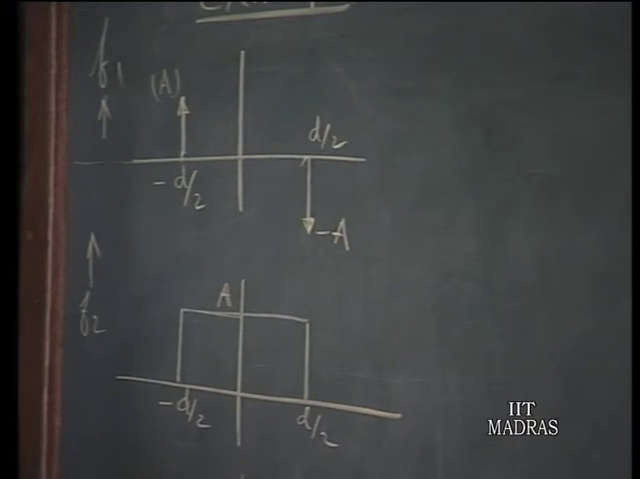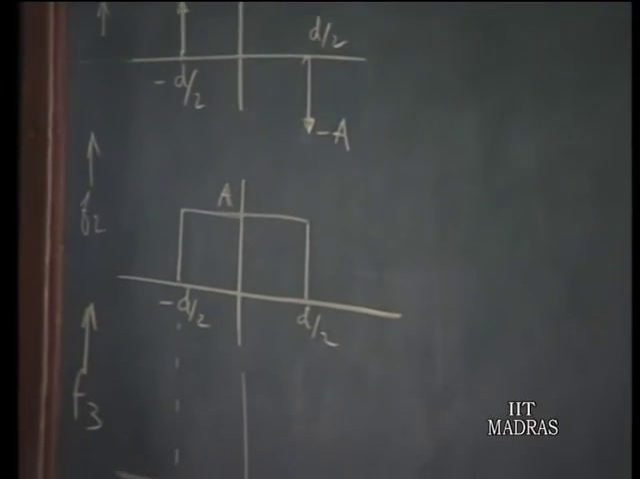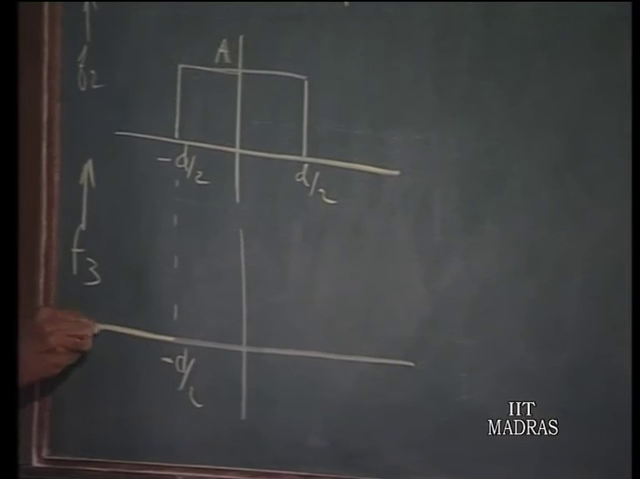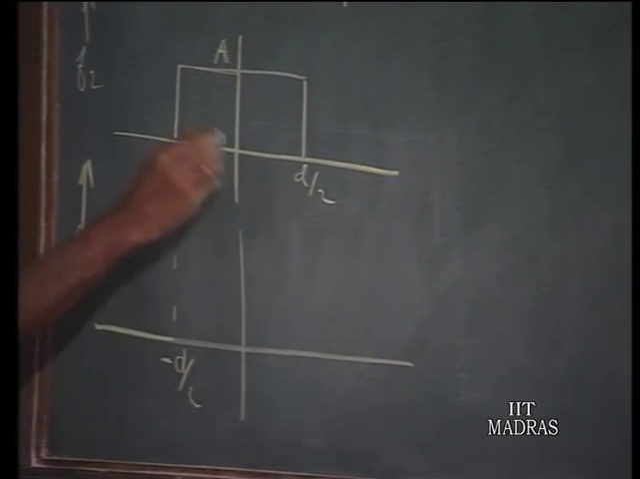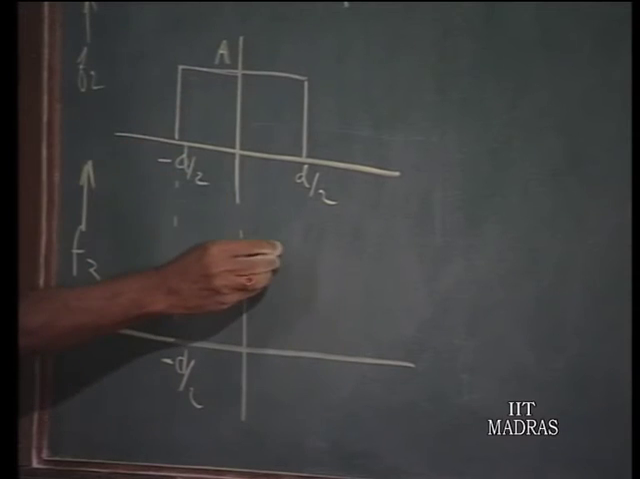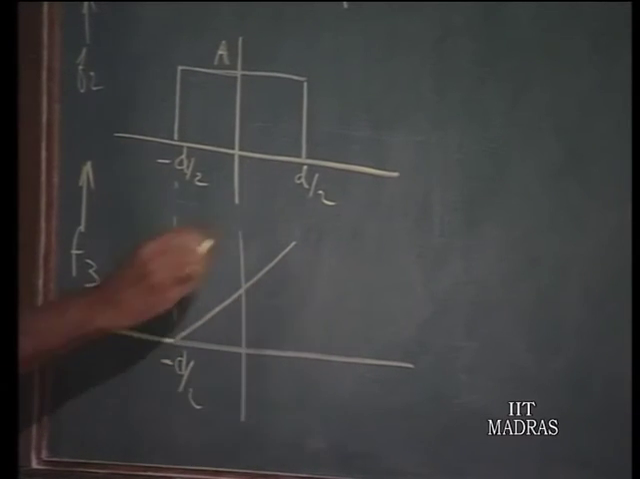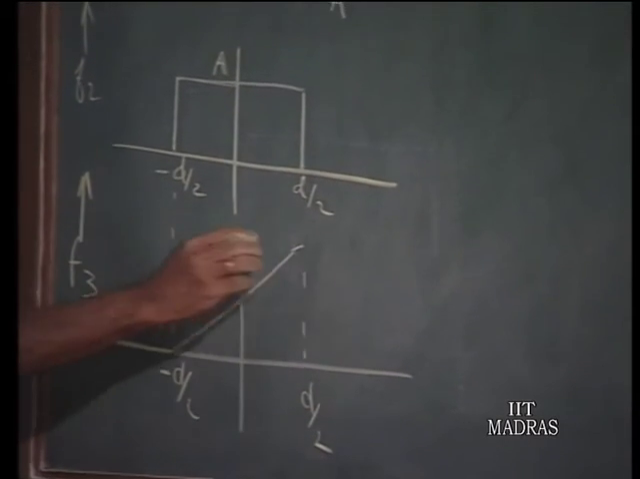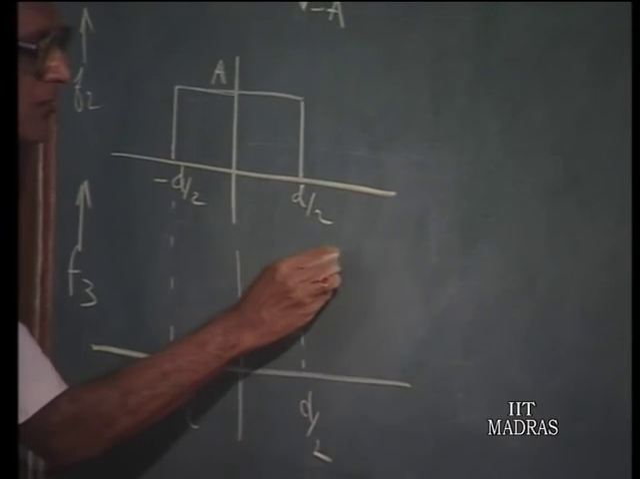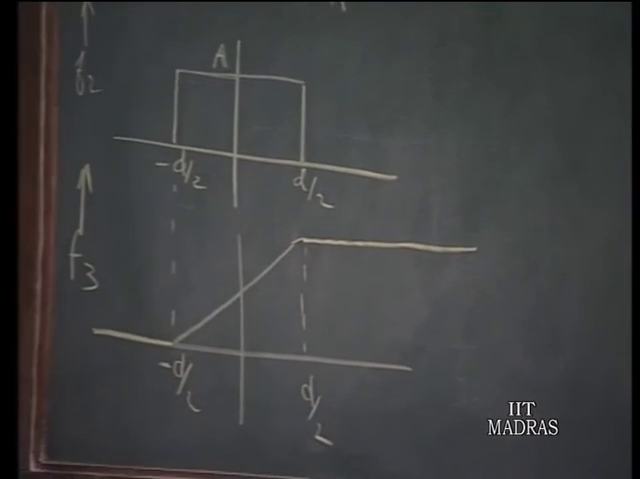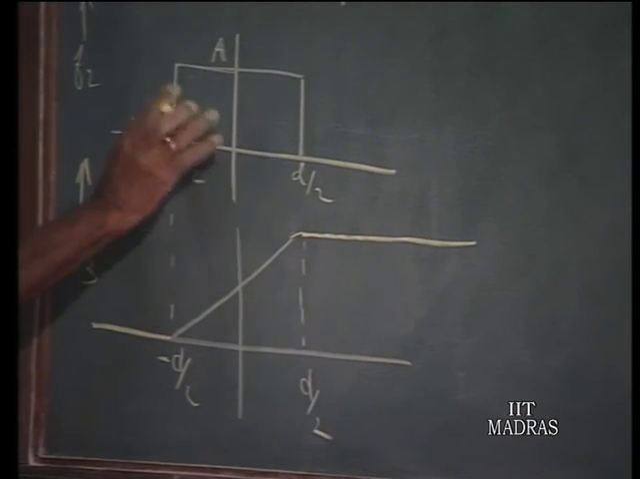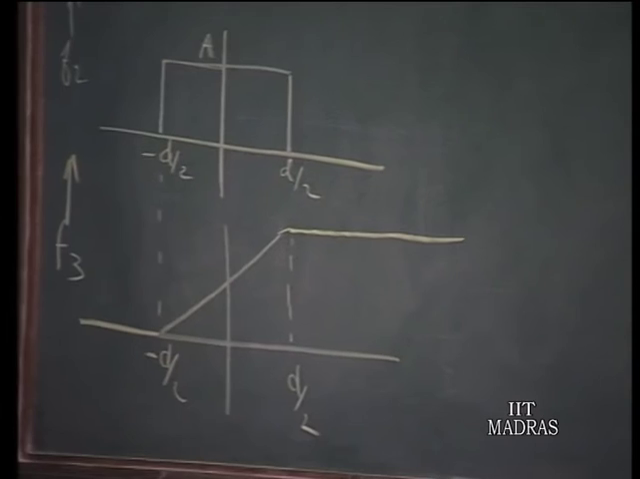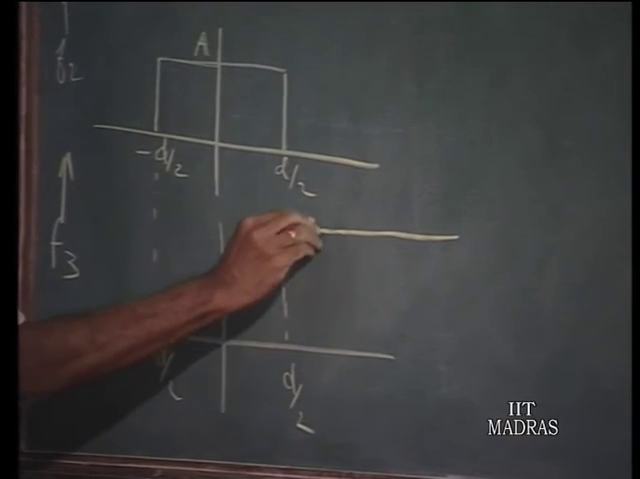Now, if I integrate this once more, I get a function f3, which is 0 up to minus d upon 2, and then gradually increases because you are picking up more and more area under this pulse. It increases like this up to d upon 2, and beyond that it is flat because there is no further area being added to this curve. The total area picked up from this point to this point is A times d base area. Therefore, this is equal to A d.